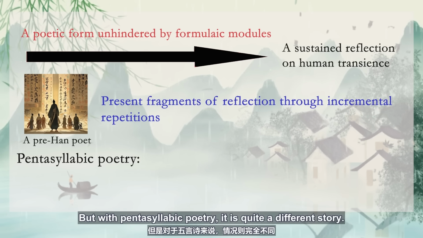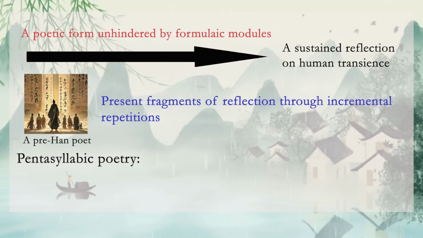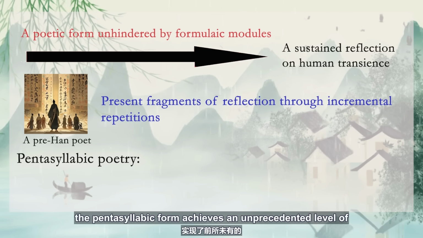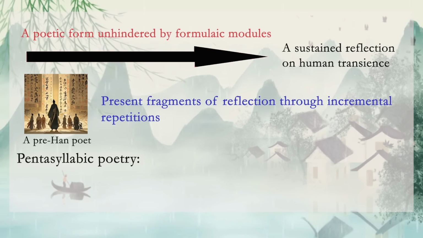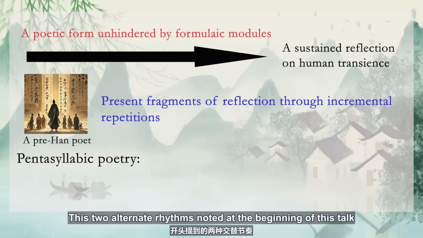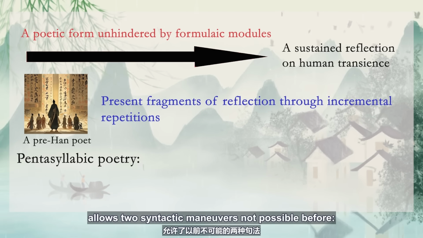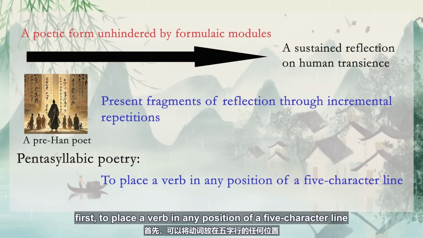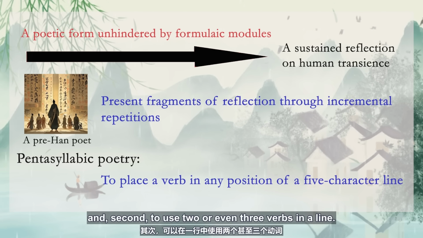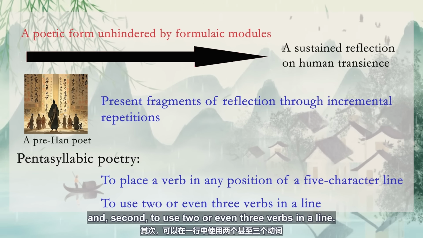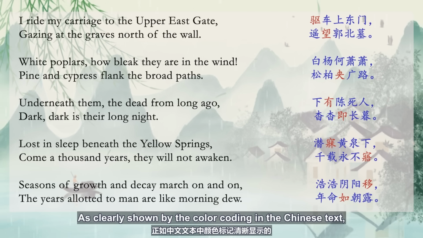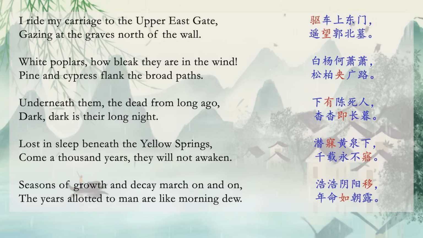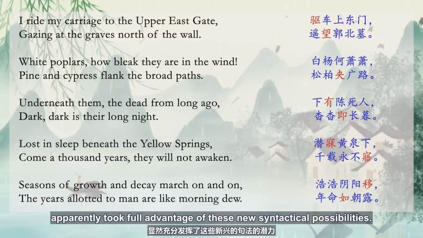But with pentasyllabic poetry, it is quite a different story. Free of the built-in formulaic modules, the pentasyllabic form achieves an unprecedented level of syntactic fluidity. These two alternate rhythms, noted at the beginning of this talk, allow two syntactic maneuvers not possible before. First, to place a verb in any position of a 5-character line, and second, to use 2 or more verbs in a line. As clearly shown by the color coding in the Chinese text, the author of I Ride My Carriage to Upper Eastgate apparently took full advantage of this new syntactic possibility.